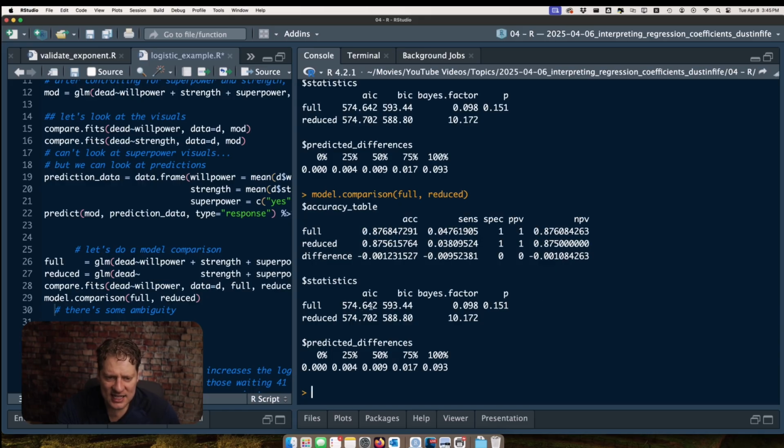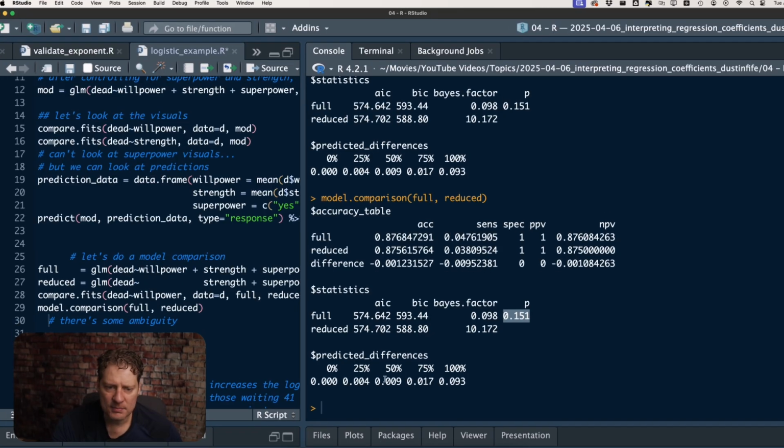But we can also look at the AIC, BIC, Bayes factor, p-value. So the AIC is favoring the full model, BIC is favoring the reduced model. So is the Bayes factor, and the p-value says they are not statistically different, in which case you should go with the reduced model. So everything but the AIC says we don't need willpower.